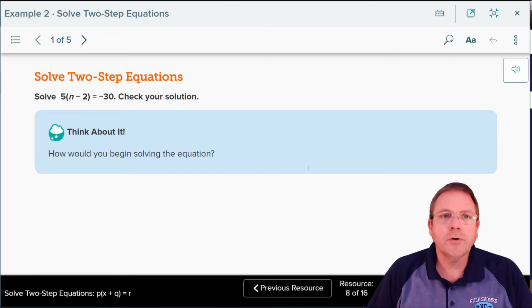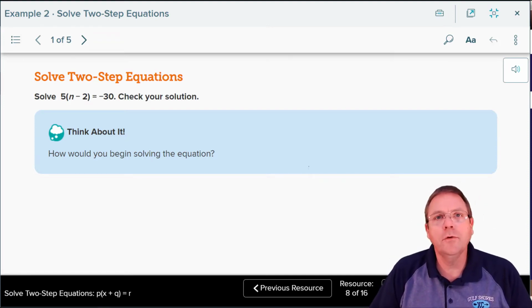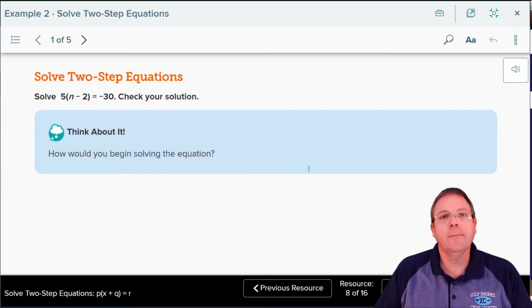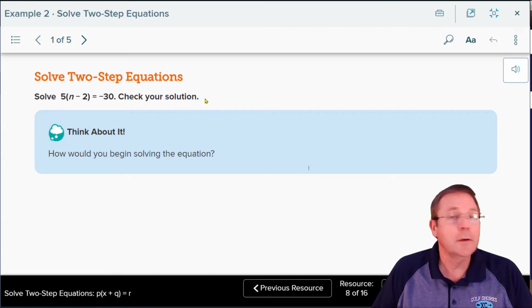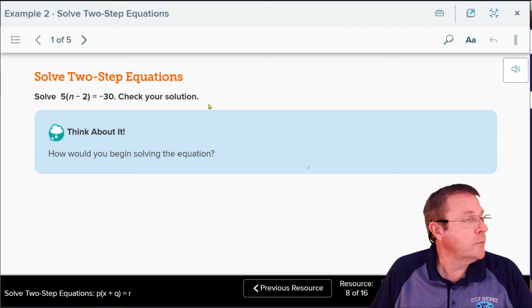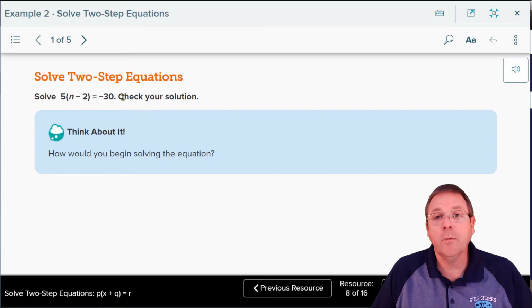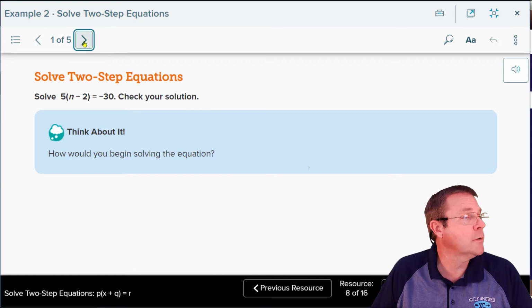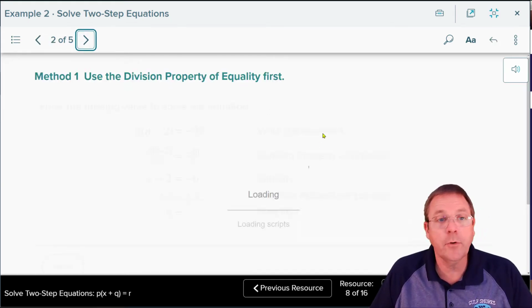Welcome back to part 2 of Module 6, Lesson 4, where we're learning to solve two-step equations involving p times the sum of x and q is equal to r. In other words, using the distributive property. Example 2 gives us the problem 5 times the difference of n and 2 is equal to negative 30, and we're going to work this one just like we worked the problems where we had the sum of n and 2. So we're looking at two different approaches.